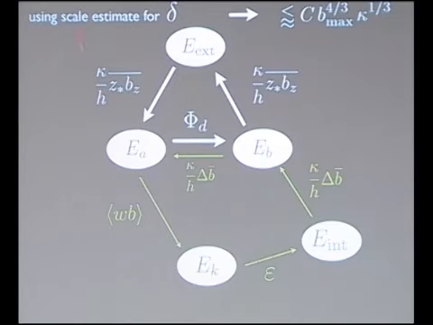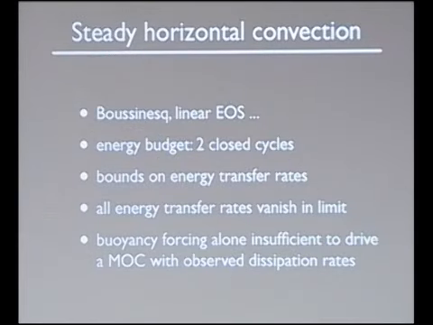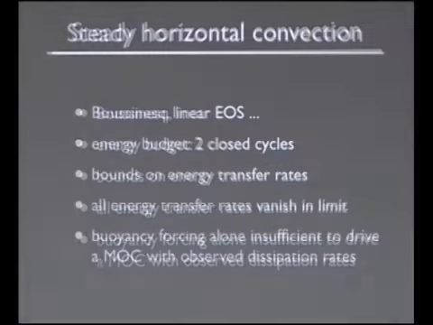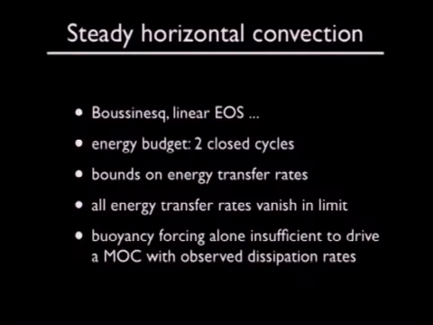Using our scale estimate for delta, we can get a bound on the transfer rate associated with these white arrows, which are all equal, and it goes like kappa to the 1/3 in the limit that kappa goes to 0. So this energy cycle is also vanishing as kappa goes to 0, and we already saw earlier that this yellow cycle is particularly feeble.